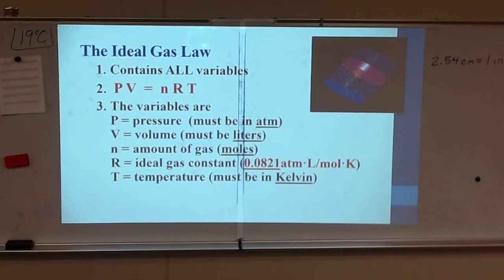Here we go. Pressure must be in ATM to use this formula. Volume must be in liters. N is the amount of gas in moles. R is what's known as the ideal gas constant. Basically, for gases that are obeying the ideal gas law, it's 0.0821 ATM liters over moles Kelvin.